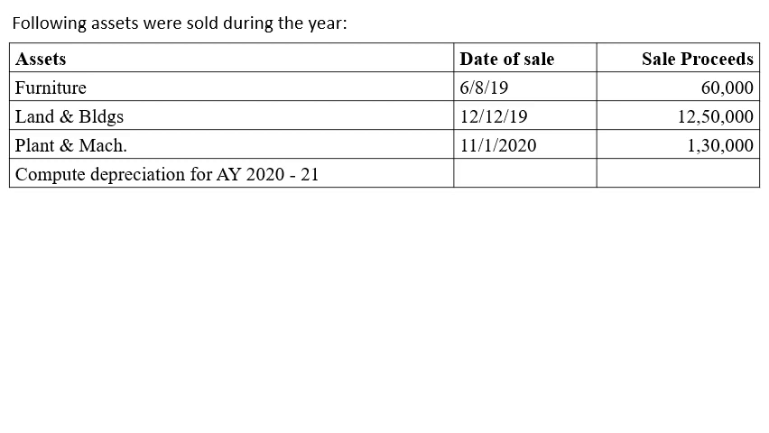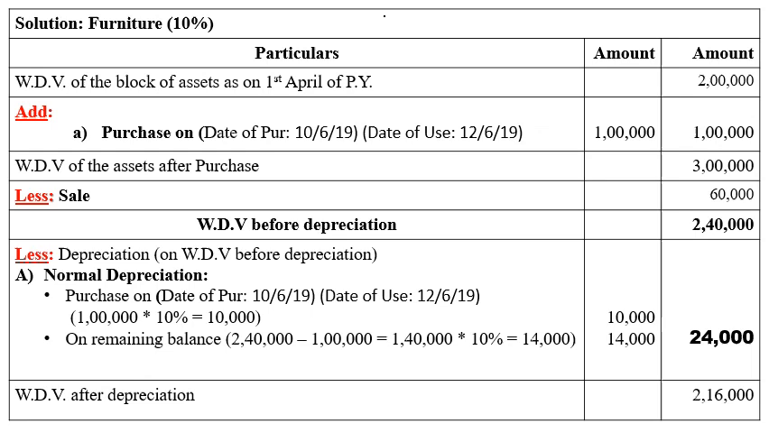We will calculate one by one. First, furniture, the first block of assets, 10%. Written down value as on 1st April is 2 lakh, then purchases in the previous year 1 lakh. Again, we have to consider the date of use only. The date of purchase is irrelevant, whenever both are given. Next, written down value after purchase is 3 lakh.